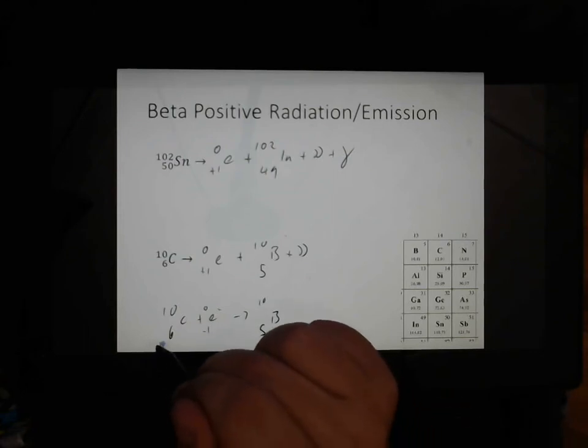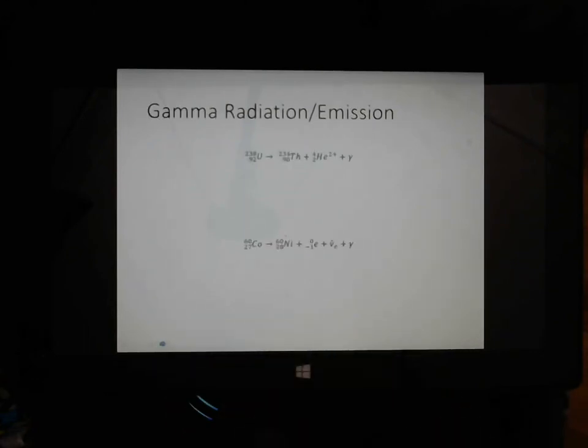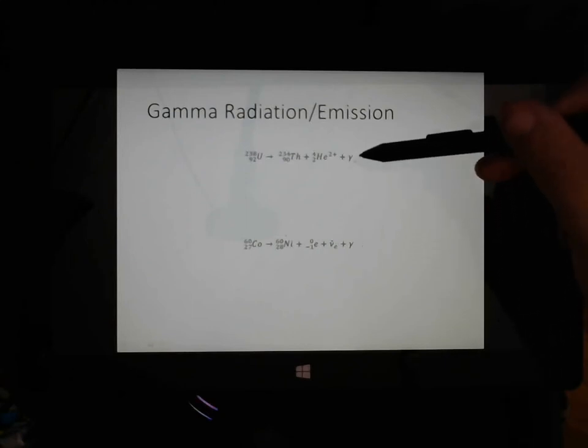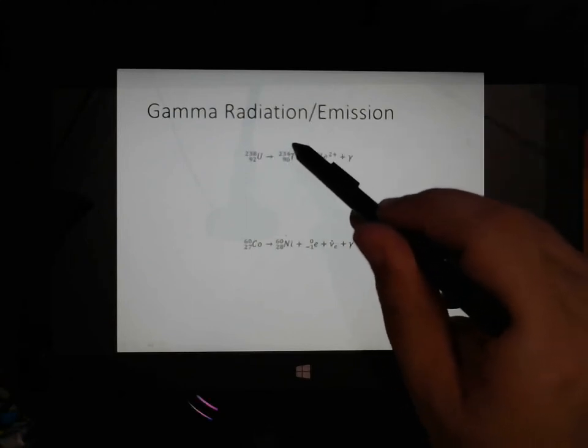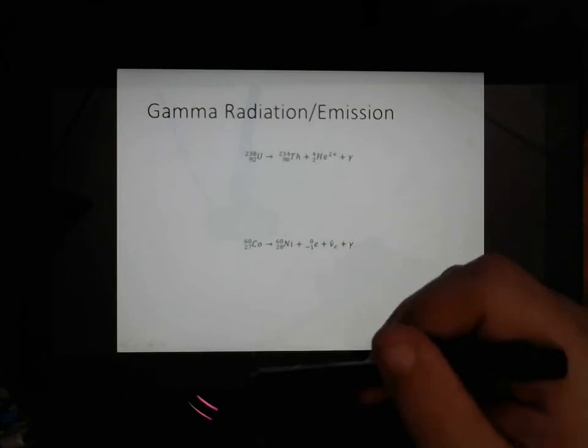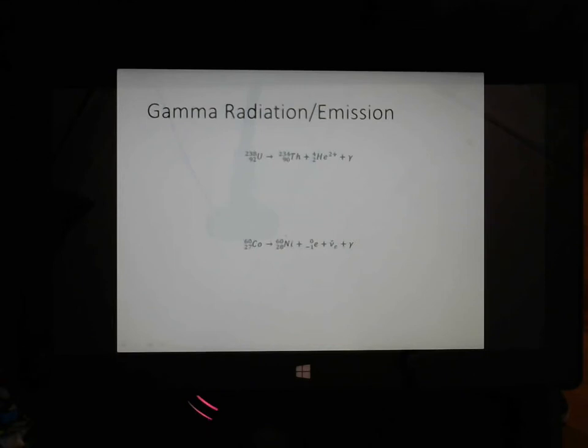Now the last thing is gamma radiation. We've done a couple of examples, and here are two of them. In this case, this is directly from the syllabus. You can see here we've got the big daughter isotope first, and then the alpha particle. The way I did it, I drew the alpha particle first to make the math easier. This is kind of the conventional way of writing these things.